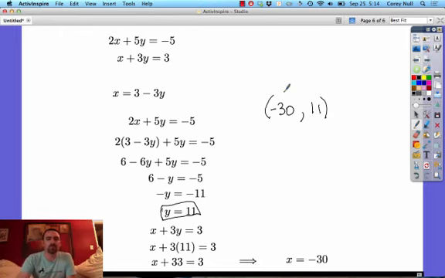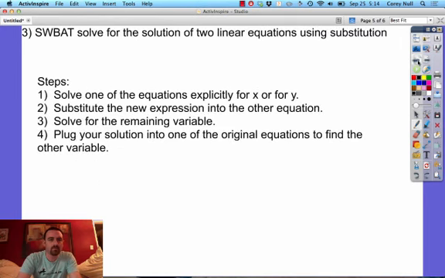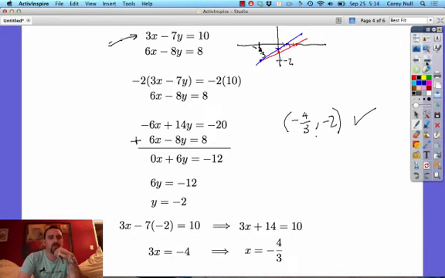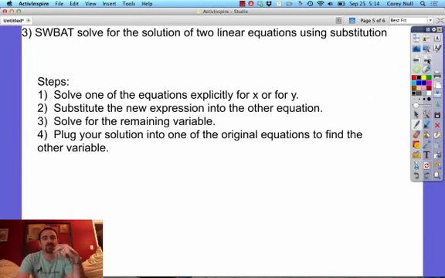Okay? A couple things to notice here. There's a couple things I want you to think about as we're doing these problems. They're both very different ways to do things. In what cases would you rather use elimination, and in what cases would you rather use substitution?